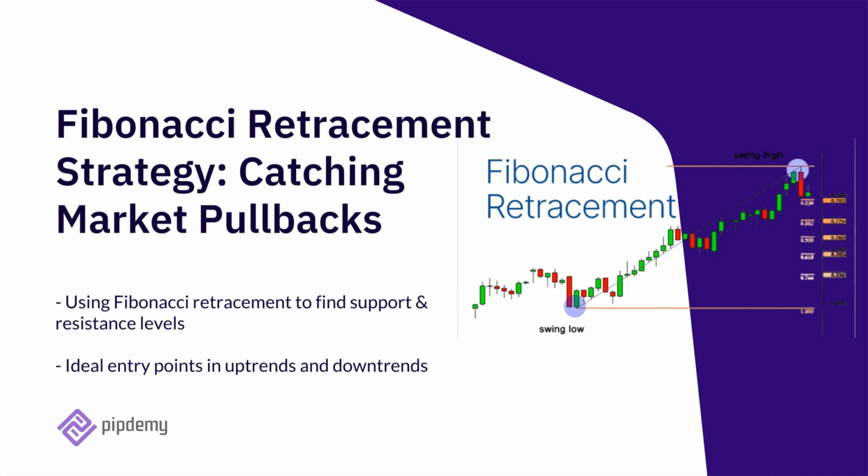Instead of guessing where price will stop retracing, traders use Fibonacci retracement levels to find potential reversal zones. In an uptrend, traders look for buying opportunities at 38.2%, 50%, or 61.8% retracement levels. In a downtrend, they wait for price to retrace before selling at these same levels. This strategy helps traders enter at better prices instead of chasing trends.